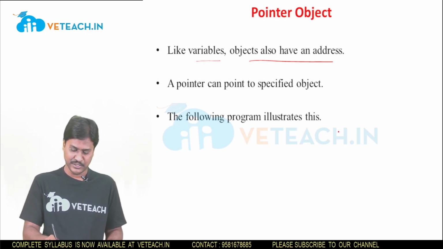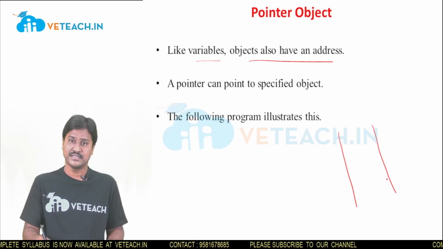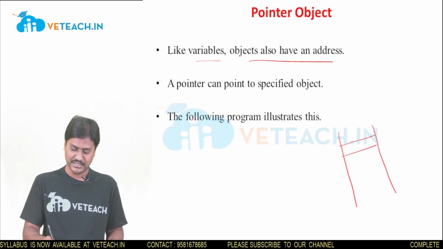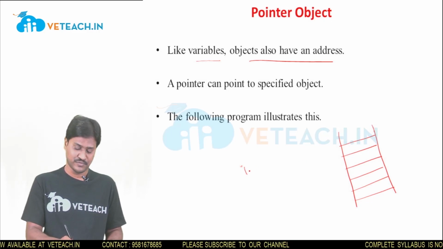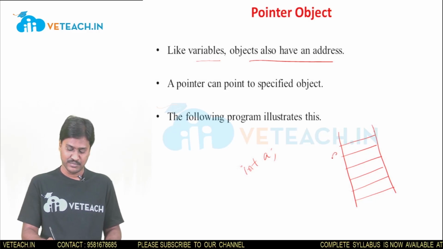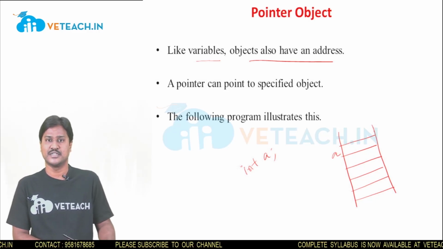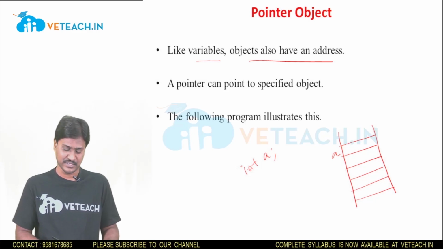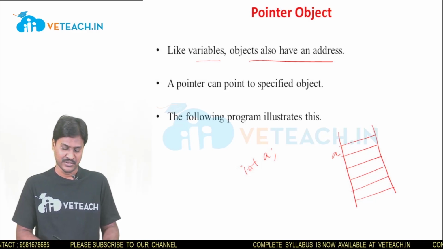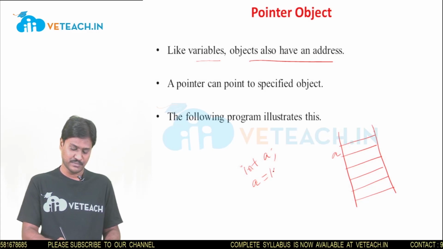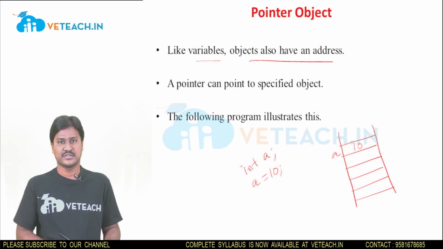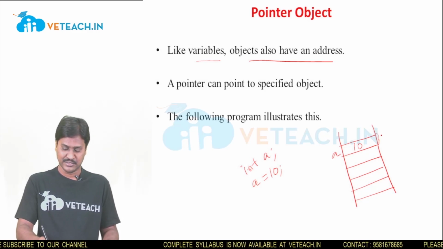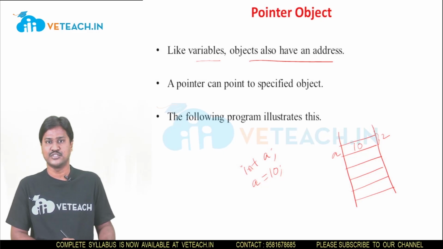For example, just assume that this is a memory divided into memory locations. Whenever we define a variable of type integer, like integer a, somewhere in your memory locations 2 bytes of memory is reserved for this variable a by the compiler. When you assign a value to this variable, like integer value 10, this 10 is loaded into that memory location, and this memory size is 2 bytes, and every memory location has its own address.